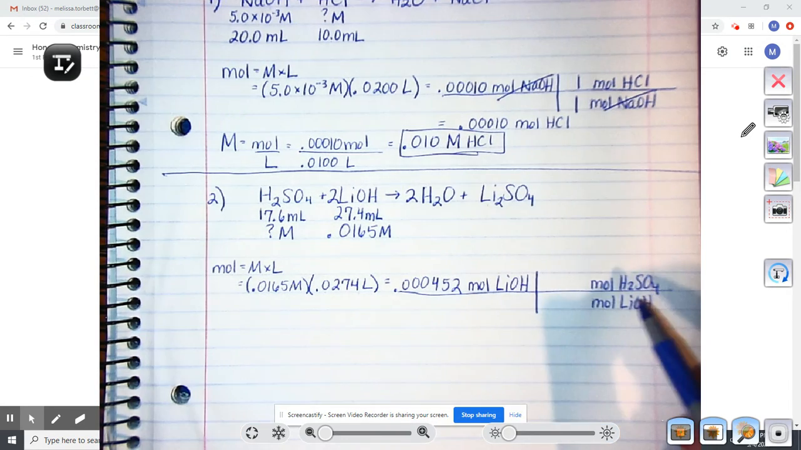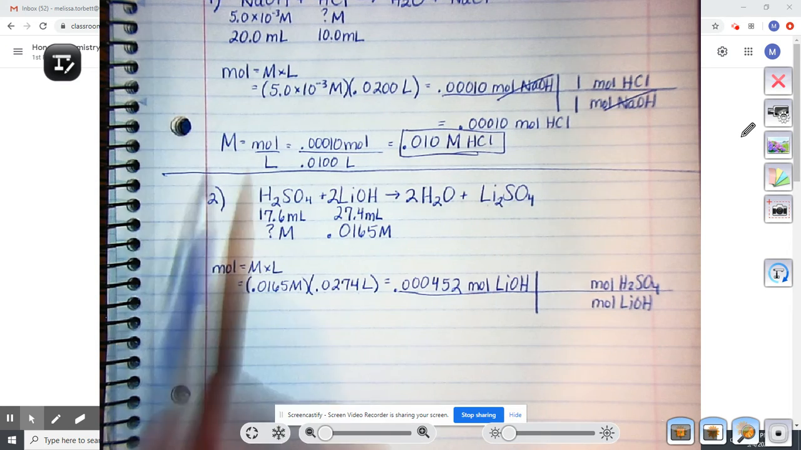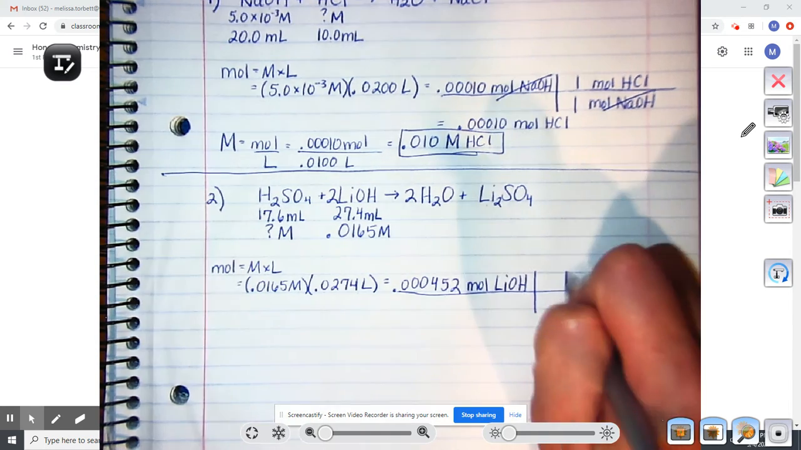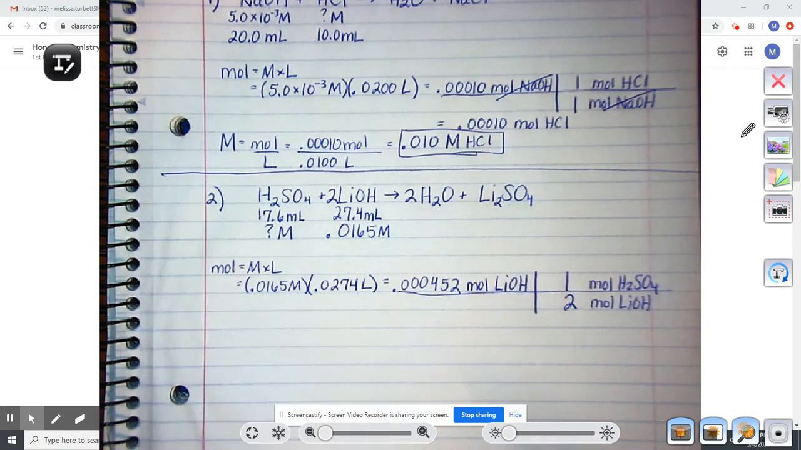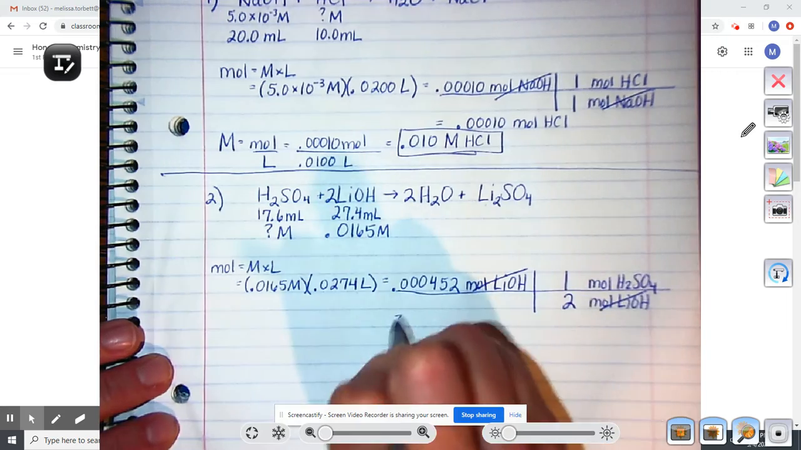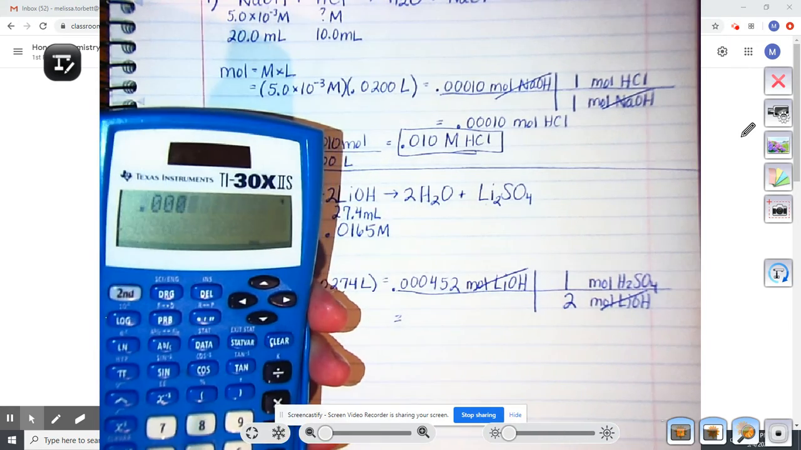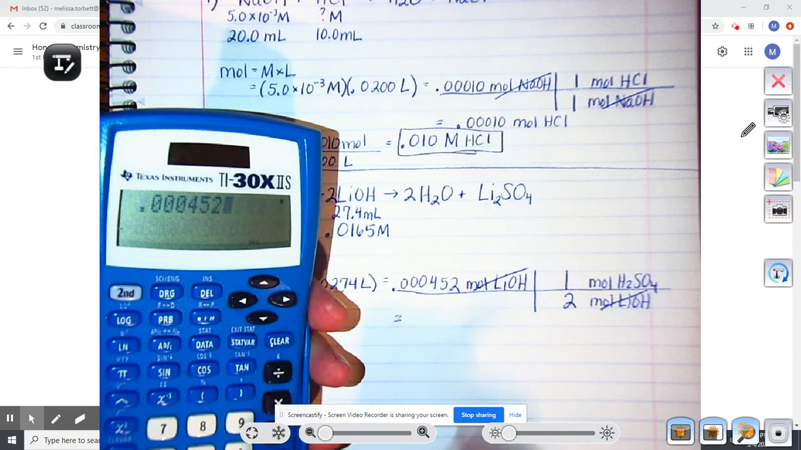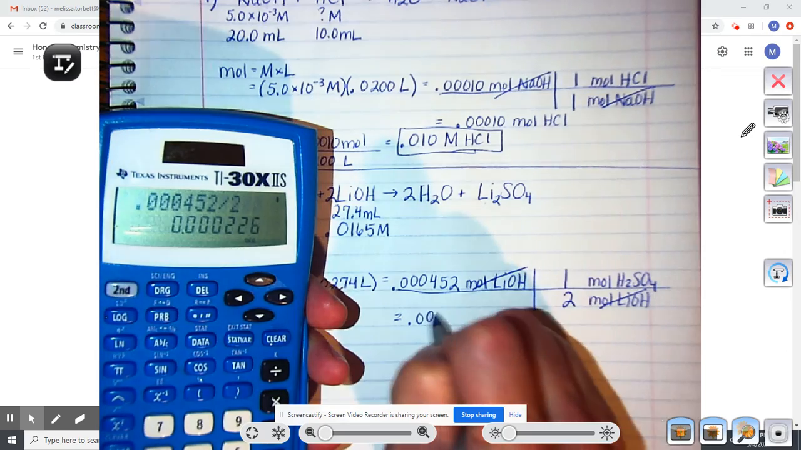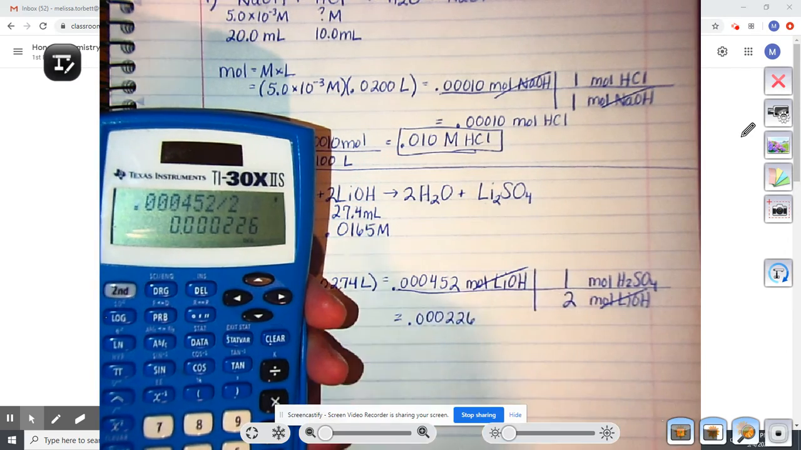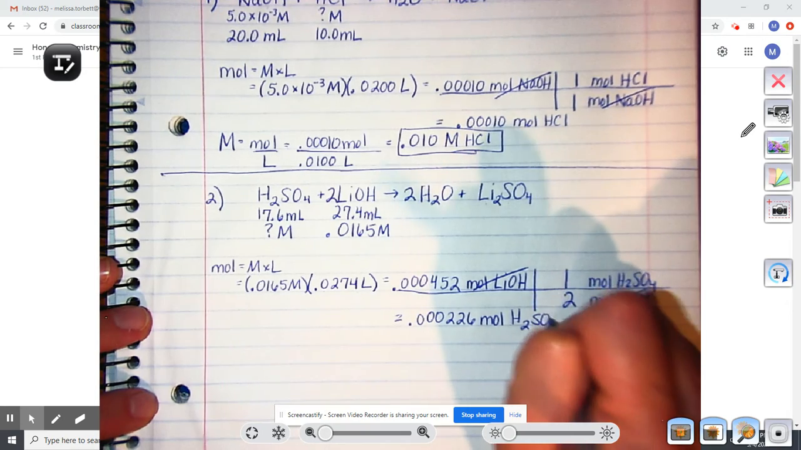Remember, this is our mole ratio, changes the substance. The numbers come from the coefficients. All right, so up here we have an understood 1. Right here we have a 2. So it's not a 1-to-1 on this one, but that's not a big deal. Moles cancel out. I'm going to take, well, let me type it in again, 0.000452. And all I got to do is divide it by 2. So that gives me 0.000226 moles of my unknown sulfuric acid.